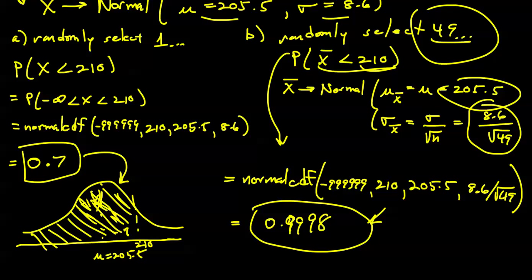This tells me the probability that a mean from a sample of 49 is less than 210 is, well, essentially a certain event. Notice, the probability we got in part A was 0.7. The probability we got in part B, well, essentially a certain event. So certainly probabilities can change quite a bit when you're investigating sample means from samples of size n.